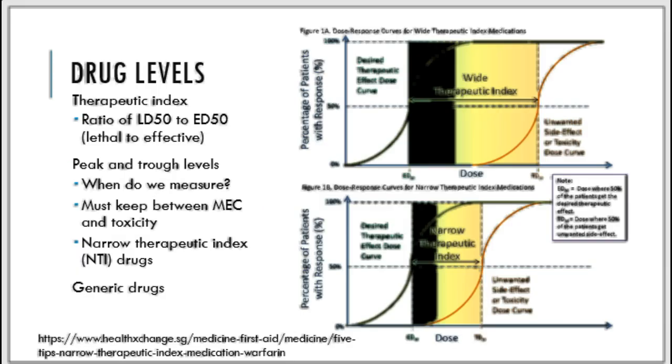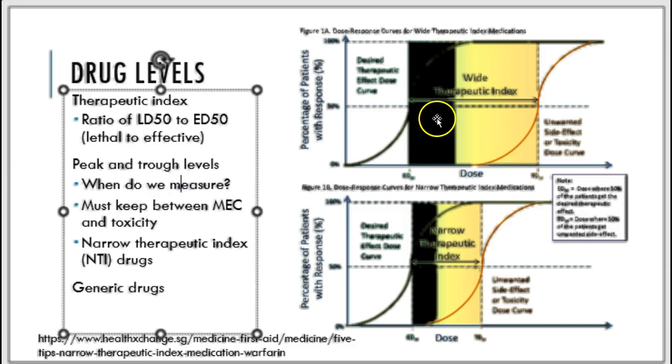Okay, we're going to talk about drug levels here. We're going to talk about the therapeutic index, the narrow therapeutic index versus the wide therapeutic index. The arrow goes from the ED50 dose, which is the effective dose for 50% of the people, to the unwanted or toxic dose for 50% of the people. The place between those two on the graph, from here to here, this is the therapeutic index. So you're going from ED50 to TD50, toxic dose 50.